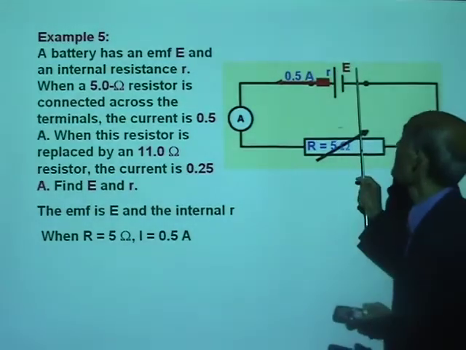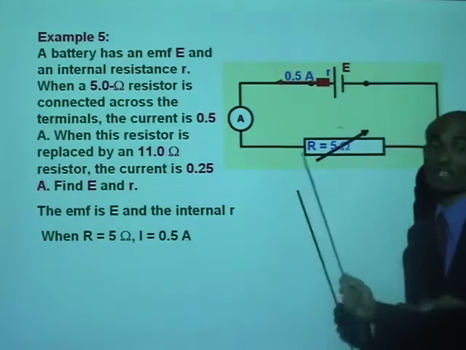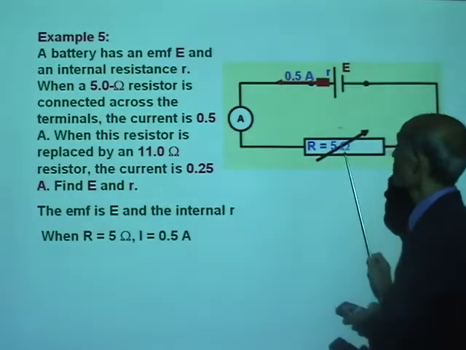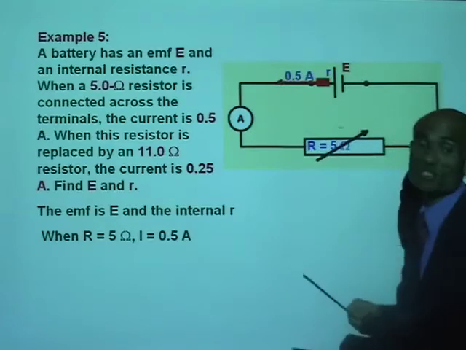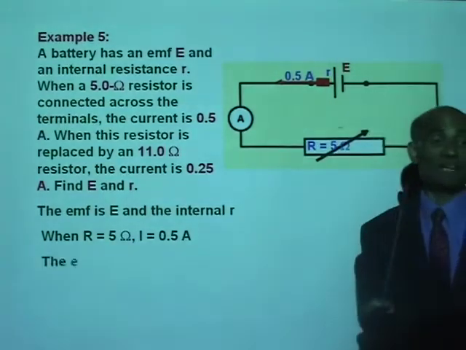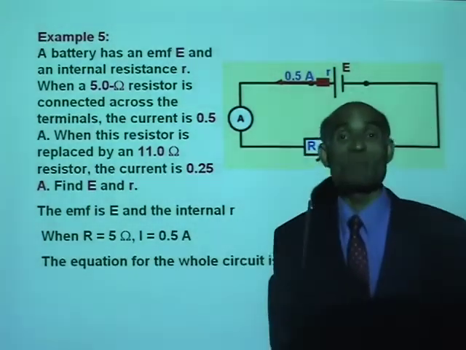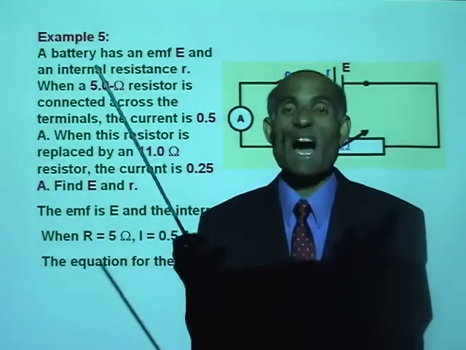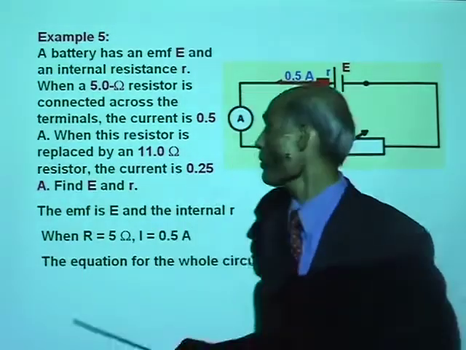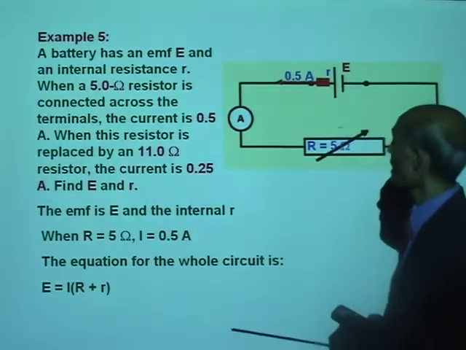We have EMF E, the current in the circuit, and the total resistance in the circuit. What is the total resistance now? The external resistance is 5 ohm, the internal resistance is small r, so the total resistance is 5 plus r. The equation for the whole circuit, if you remember, is E equal to I times (R plus r). That is the equation for the whole circuit. So E equal to I times (R plus r).